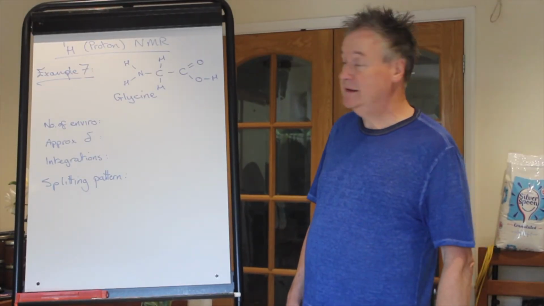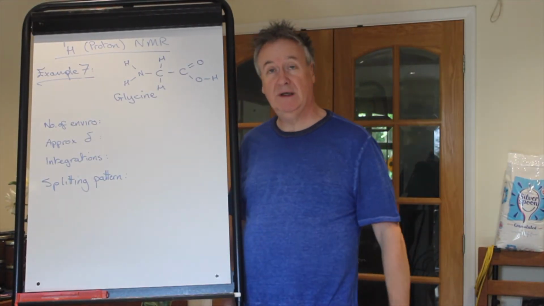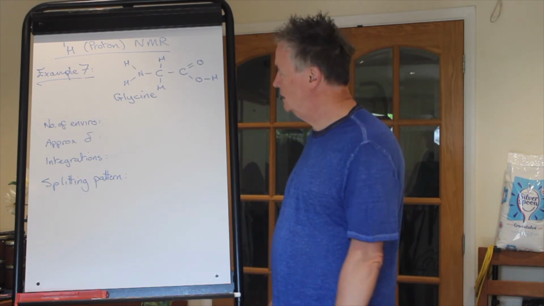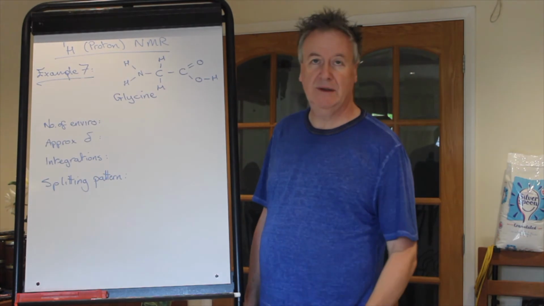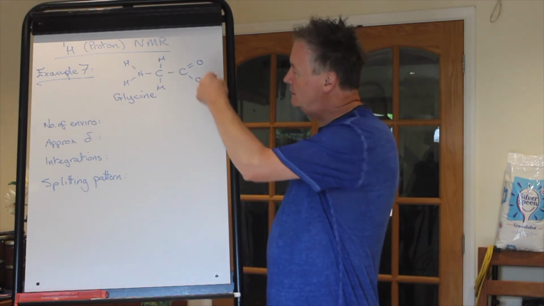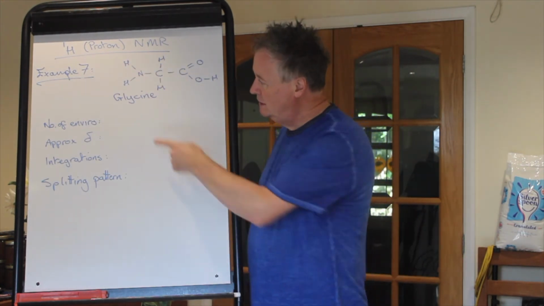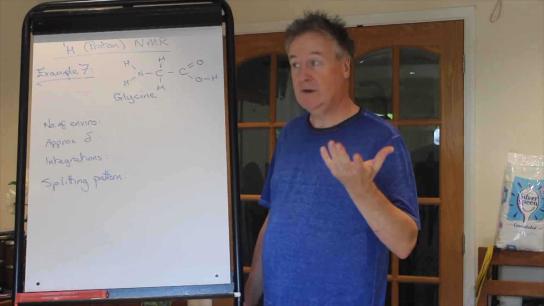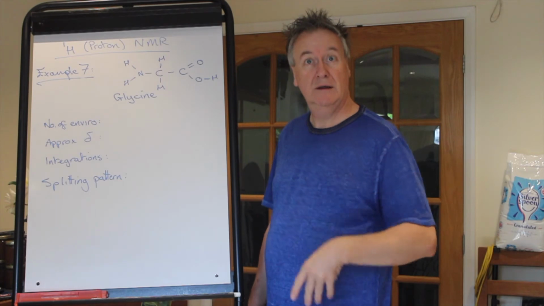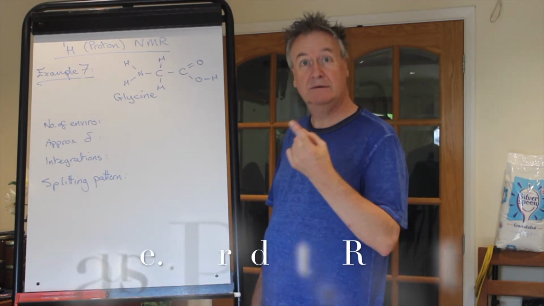So, your turn again. Example 7. Come from the biological area. Glycine, amino acid. There's its structure. I don't know whether you know about amino acids or not. Number of environments, same as before, predict. So, pause me, and I'll see you after you've had a go.